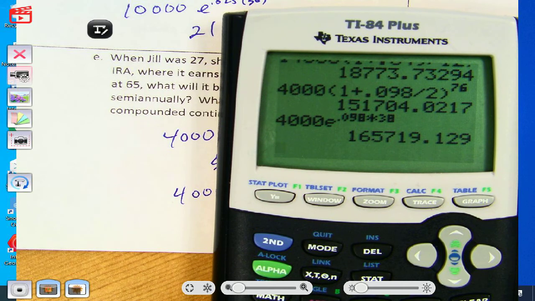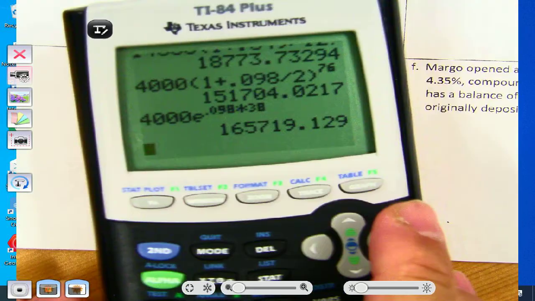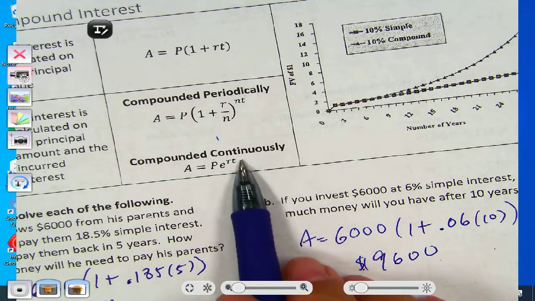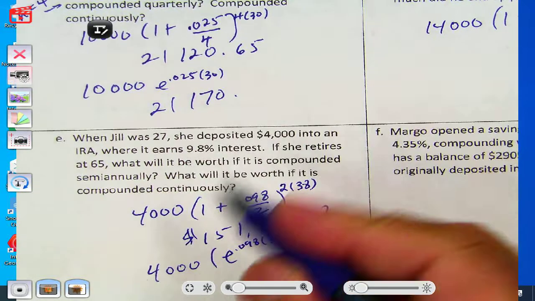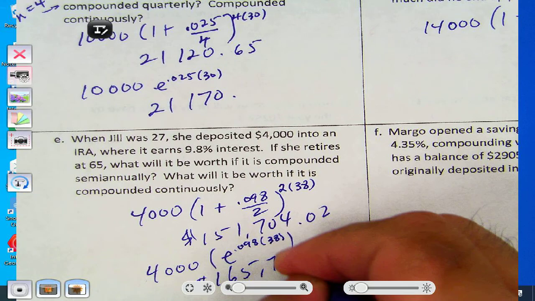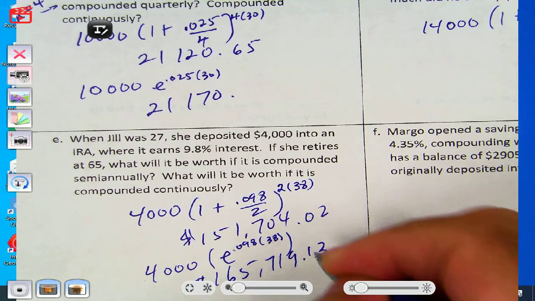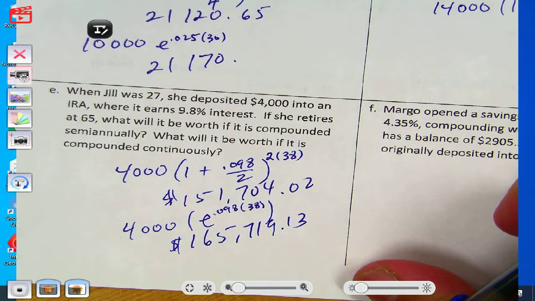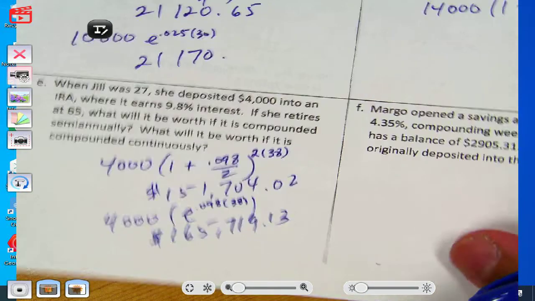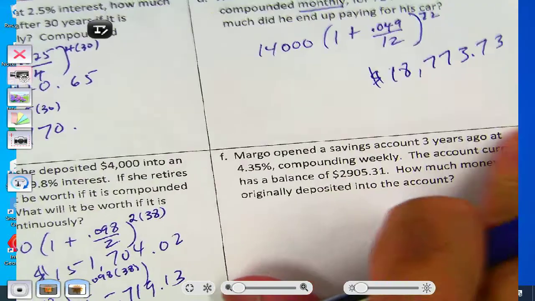I'm confused about compound continuously. Compounded continuously is a different formula, so just use a different formula. So that was $165,719.13. You said banks don't use compound continuously. Yeah, banks don't do that, unless they're charging you money.